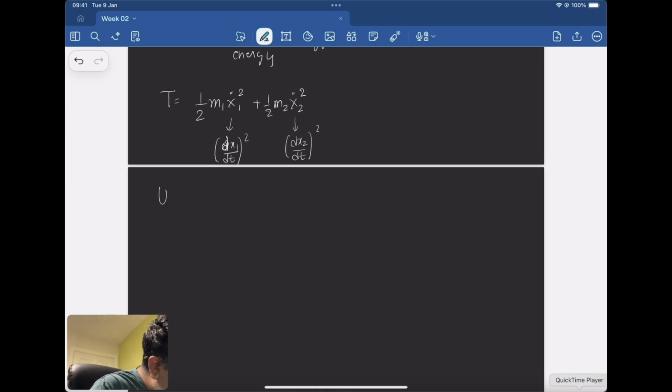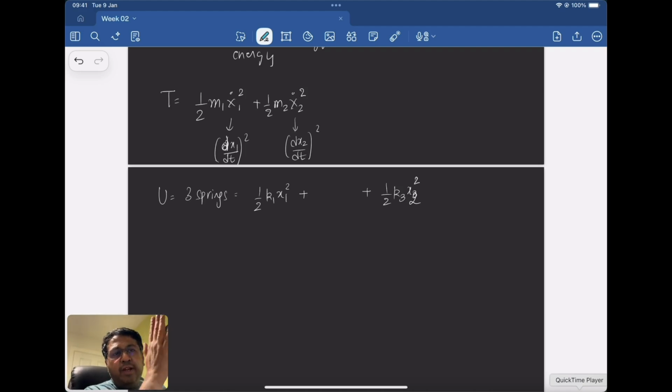Similarly, I can write the potential energy, which comes from the three springs. That's half k1 x1 square, the elongation of spring k1 because the mass m1 has moved, plus, I'm just going to leave this here, half k3 into x2 square, because the mass m2 has moved by x2, so it moves spring k3, either compression or extension.